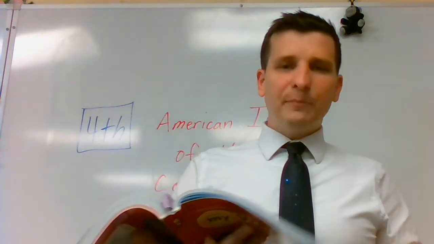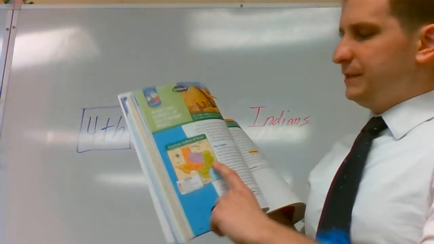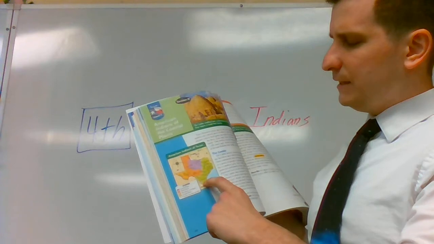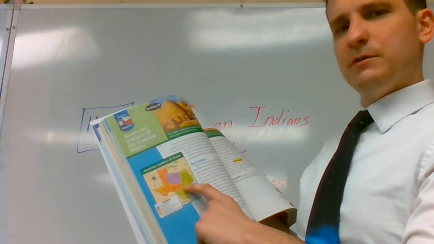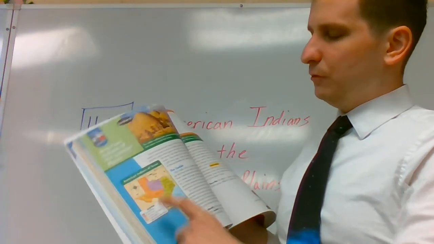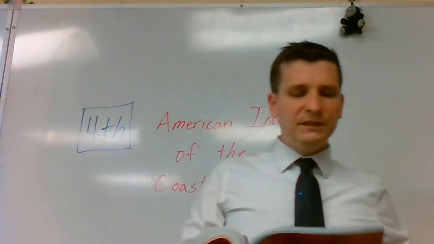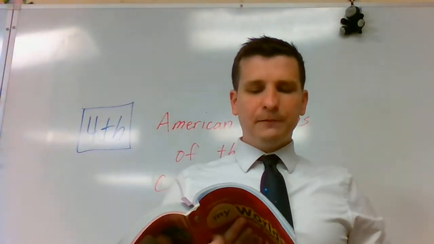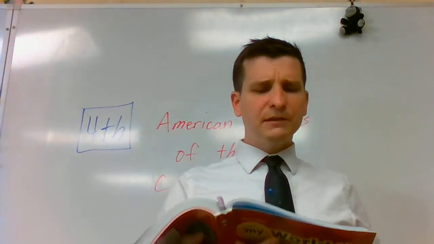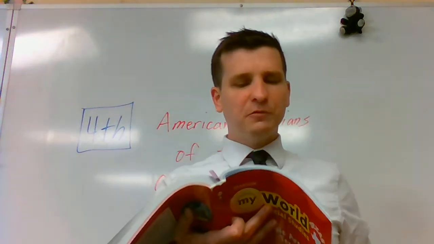If you look on the map on page 112, you can see all of that green area is considered the coastal plains of Texas. And so we're going to be talking all about that area this week. So all of these Native American tribes live there. Let's go ahead and get started. Let's look at the picture at the top of page 112.